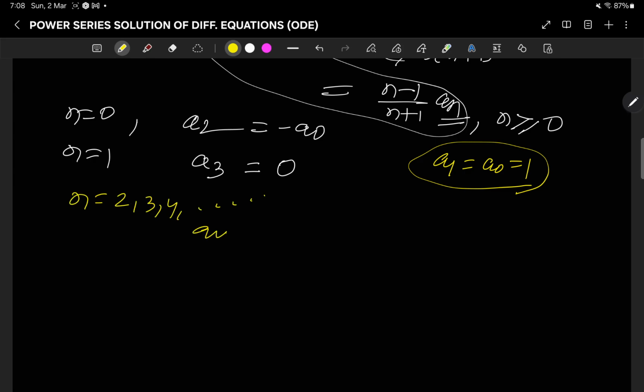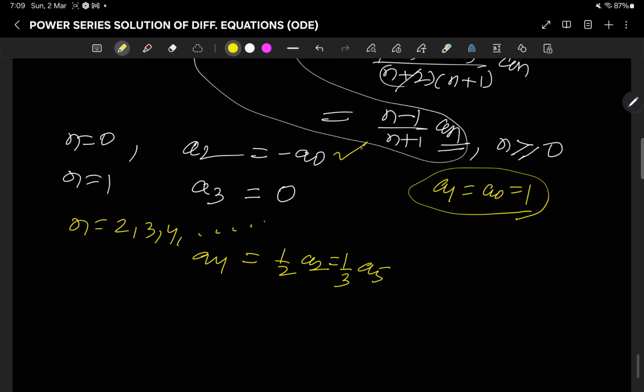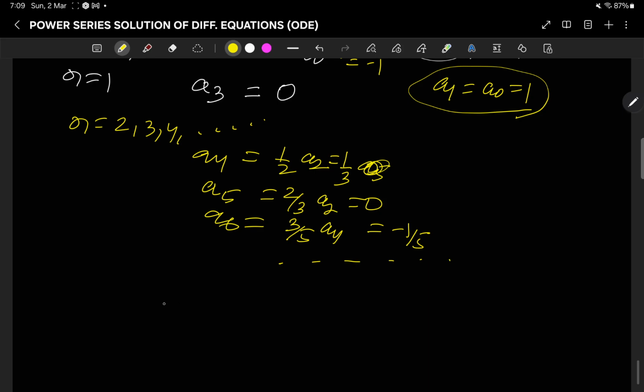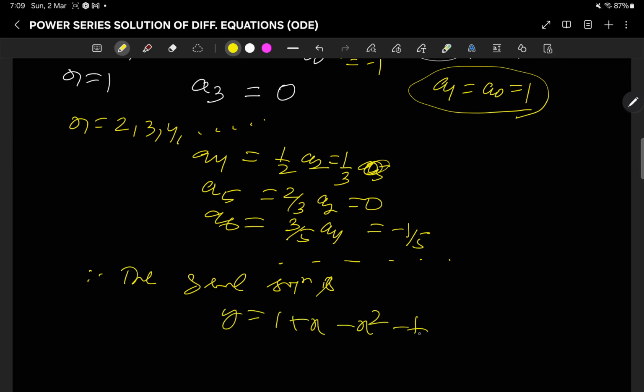if I substitute, I will get a4 is equal to 1 by 2 a2, a5, this is here 1 by 3 because a2 is here minus a0, a0 is my minus 1. Okay, then similarly find a5 is 2 by 3 a3, which is equal to 0, a6 I will be getting 3 by 5 a4, which is my minus 1 by 5, and so on. Now we substitute this, therefore the general solution is y is equal to 1 plus x minus x square minus 1 by 3 x 4, and so on. So this is my answer.